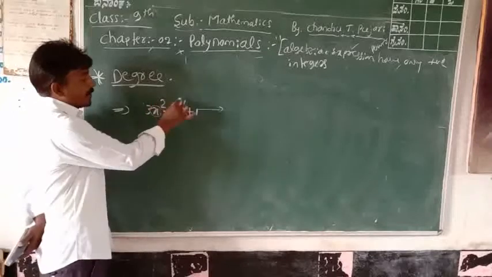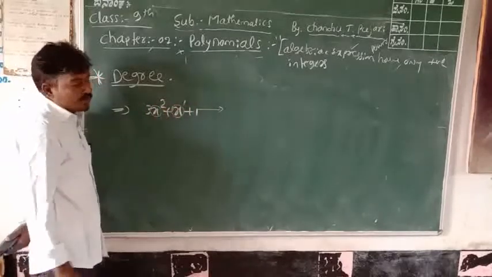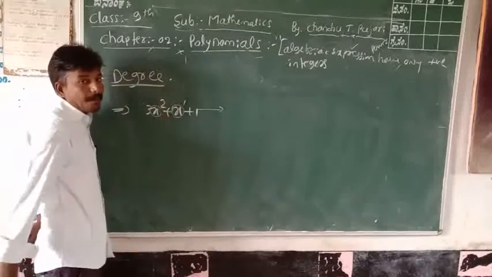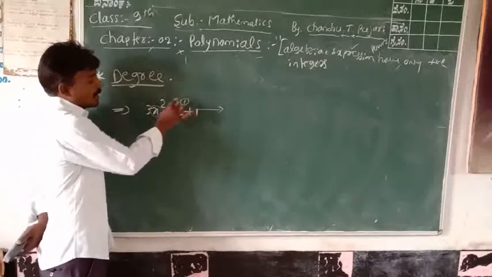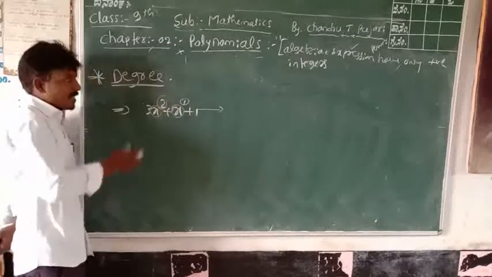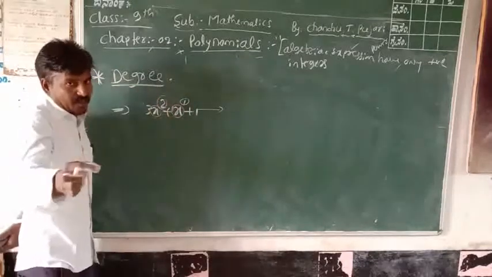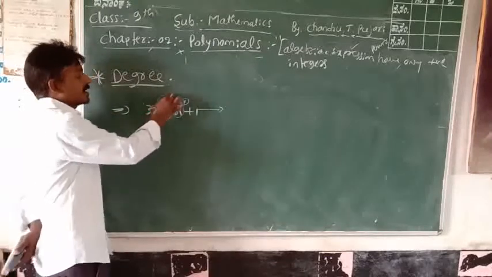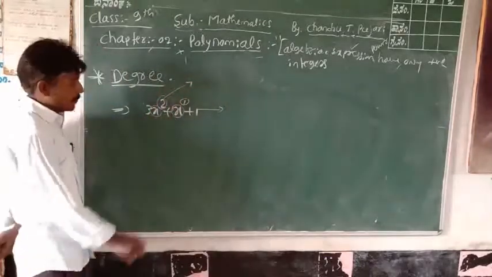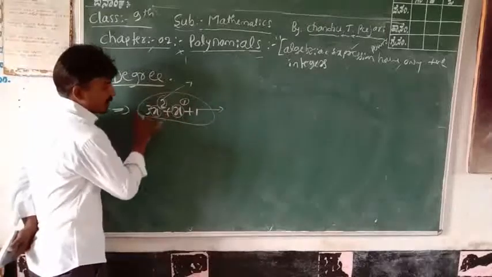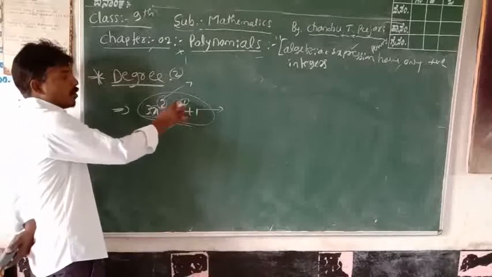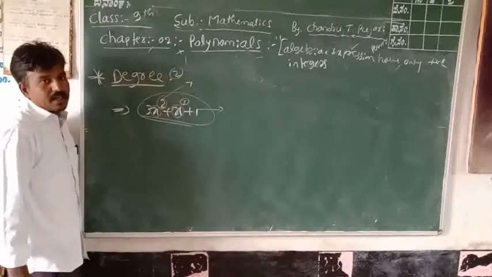You can compare all the degrees in a variable. The variable is x. Compare the degree or power between these two terms. This power is 1. This power is 2. The meaning of degree is the highest power in the algebraic expression. Therefore, this algebraic expression's degree is 2 because 2 is more than 1.